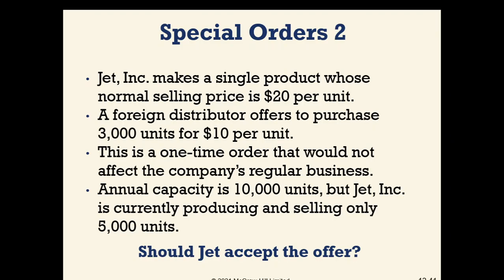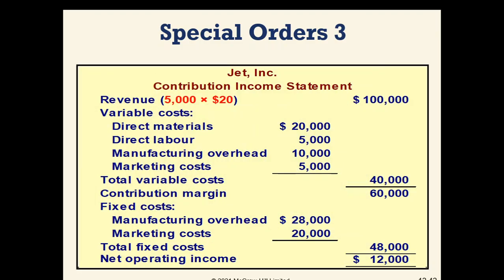Annual capacity is 10,000 units, but Jet Inc. is currently producing and selling only 5,000 units. So that means they do have excess capacity available to produce those additional units. Looking at this, our revenues are currently 5,000 units at $20 each, which is $100,000. We have a breakdown of our variable costs to get to our contribution margin. Deducting our fixed costs, we have a net operating income of $12,000.